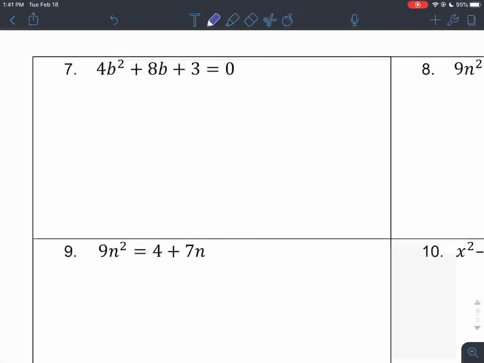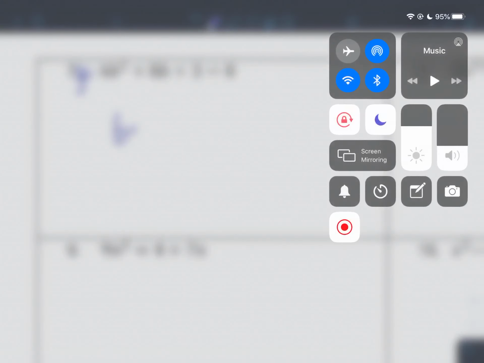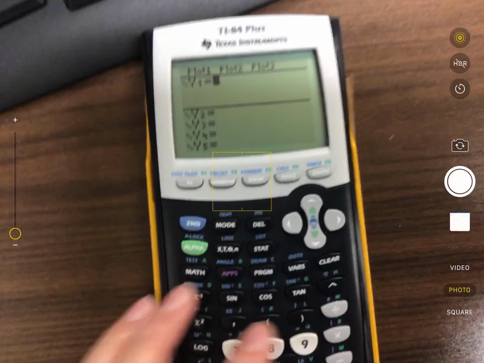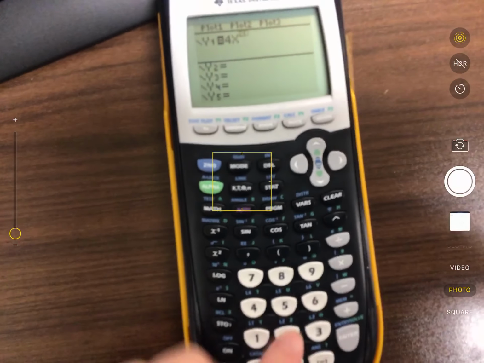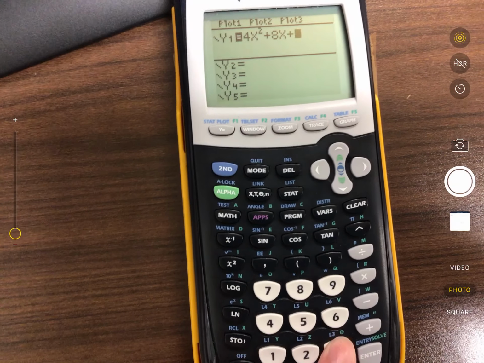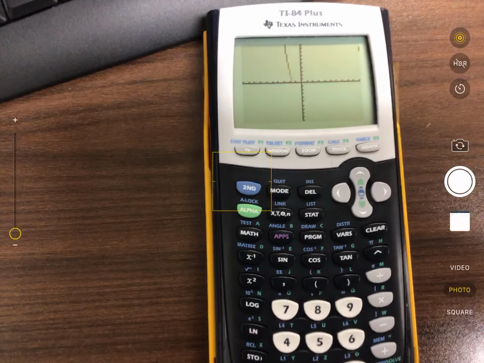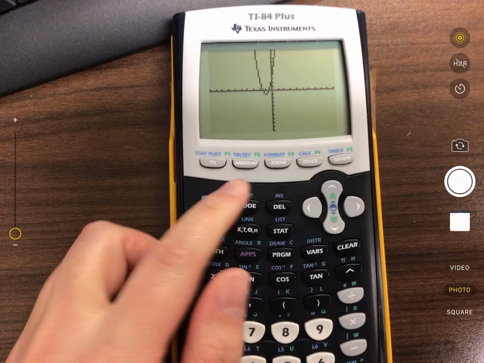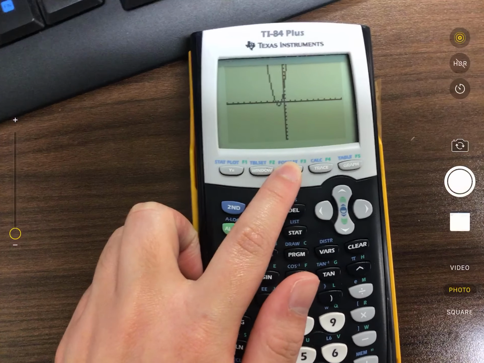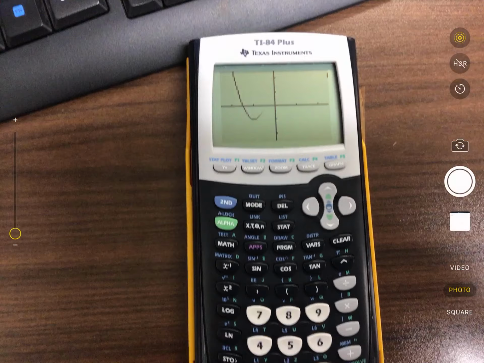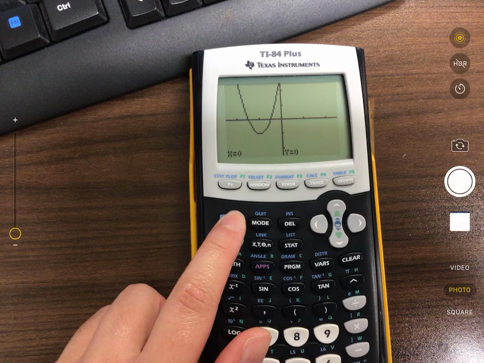Number 7. On this one, again, I'm going to just plug this into y equals. We're going to figure out what b is equal to. So when I plug it into y equals, I have 4x squared plus 8x plus 3. Go to my graph. From here, I do have two x-intercepts. Let's go ahead and zoom in to see if I can see this graph a little bit more easily.